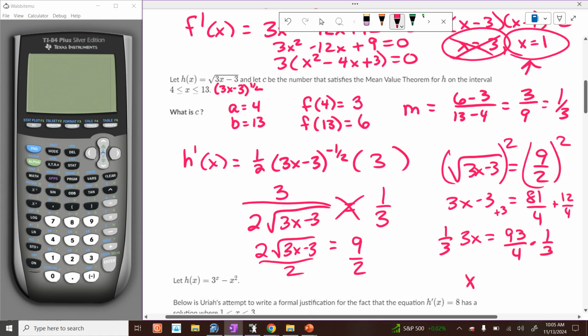And then to get rid of the 3, multiply each side by 1/3. So that gives us 31/4. Is 31/4, which is 7 3/4, in between these two numbers? And the answer is yes. So 31/4 is our answer. Great thinking.